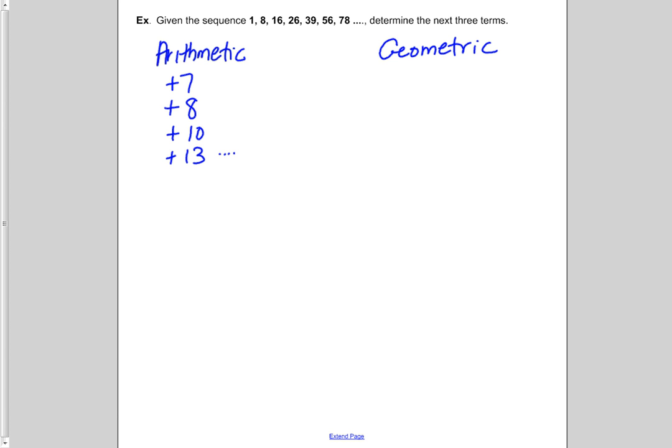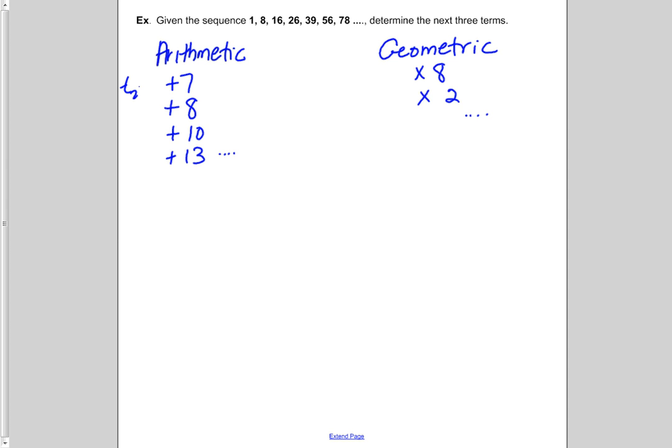Let's see if it's geometric. Between the first 2 terms, I would be multiplying by 8. Between the next 2 terms, I would be multiplying by 2. It's not exactly geometric. I did notice something, though, as I looked at the arithmetic differences. They seem to follow a pattern. So I'm going to continue with these differences between my first 2 terms.